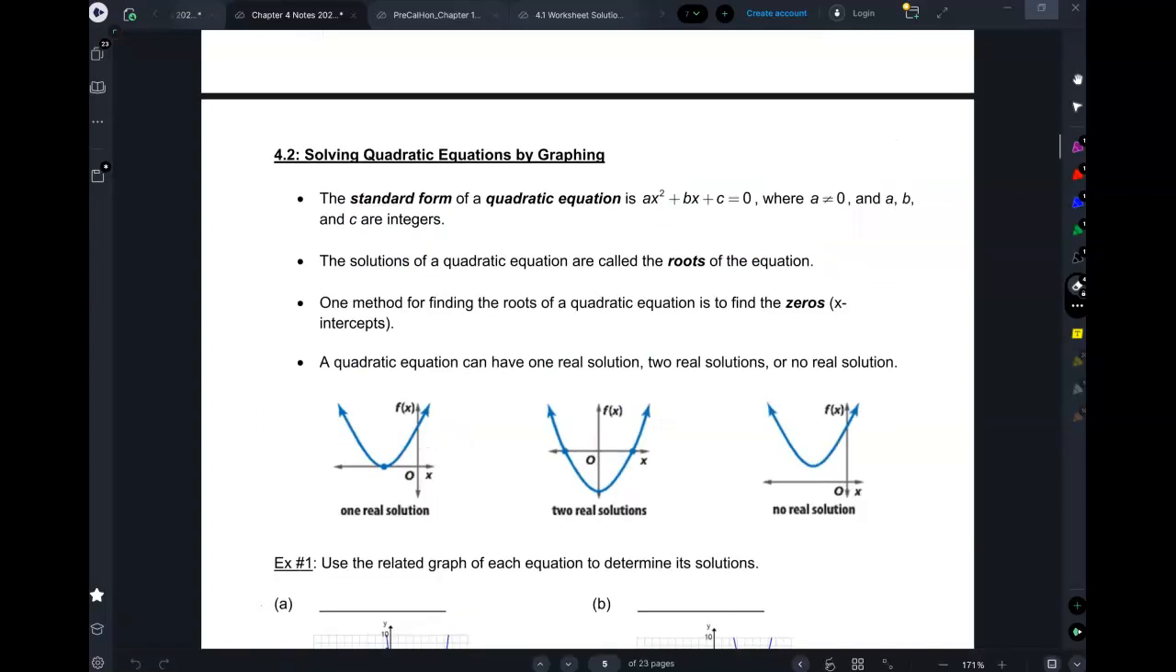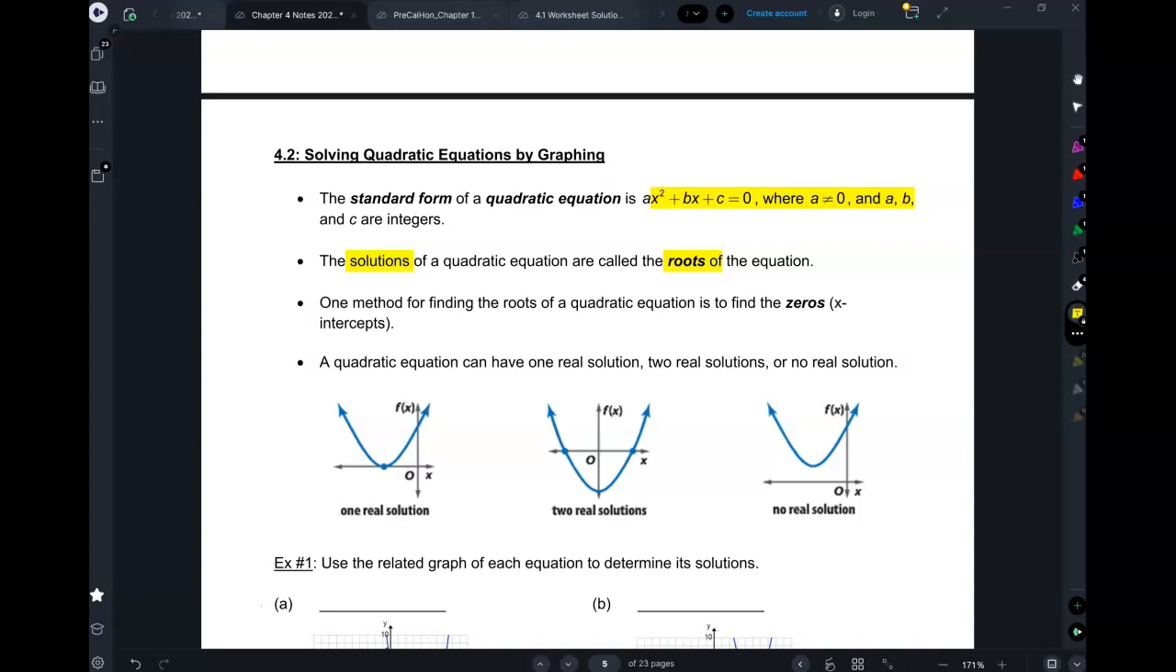Okay, so in 4.2, we're going to solve quadratic equations by graphing. The standard form of a quadratic equation is ax squared plus bx plus c. We were doing that last time, right? And a, b, and c are integers. Now, the solutions are called the roots of the equation.